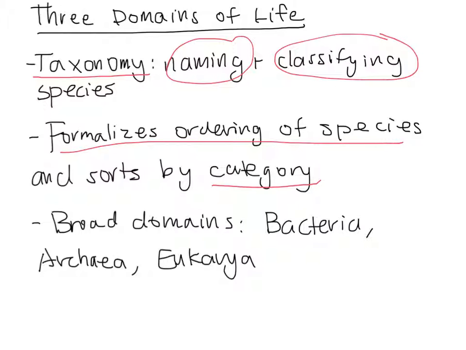And this is important because species can be compared by various characteristics. The three broad domains of life include bacteria, archaea, and eukarya, and I'll be going over the similarities and differences of each of these three domains.